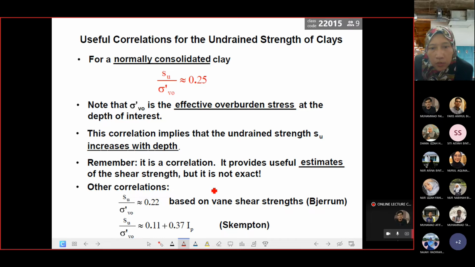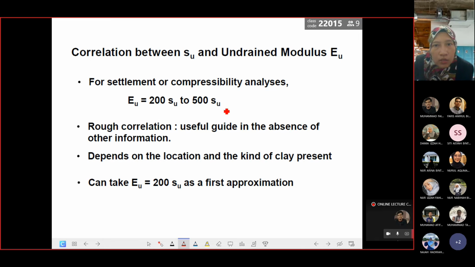So somehow kita boleh correlate juga menggunakan vane shear strength ataupun kita correlate dengan IP, influence stress. IP ni kalau dia relates dengan embankment, you kena pakai balik lah formula ni. Somehow in order to relate antara Cu dan juga Eu, you can choose this one.